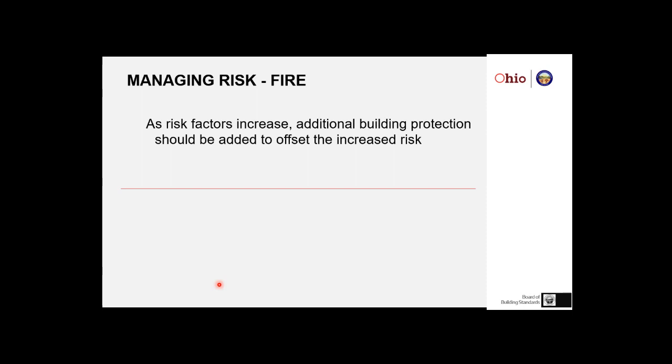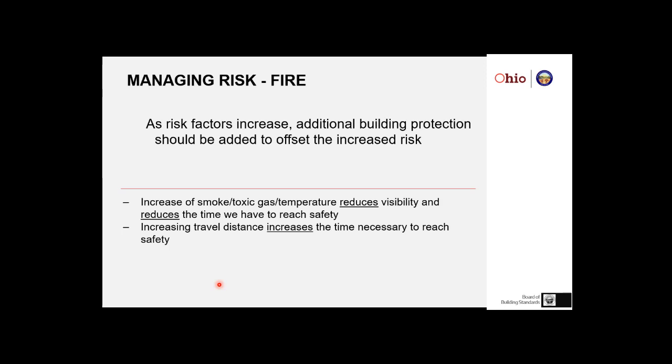As risk factors increase, additional building protection should be added to offset that increased risk. So for example, if the space is filling with smoke and toxic gases and the temperature is rising, this reduces our visibility and it reduces the time that we have to reach safety. So they're all very interrelated. Increasing our travel distance will increase the time necessary to reach safety. And obviously any delays in being notified or cued to the fire situation will decrease the time that we have to get to safety. So obviously the best situation is when we have very early notification that there is a situation and we immediately, without delay, respond and get out.